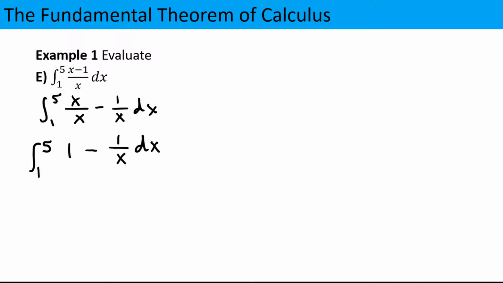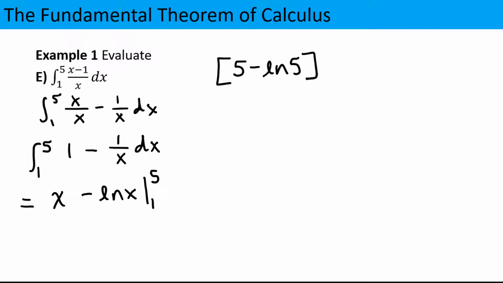Now we are ready to find the antiderivative. The antiderivative of 1 is just x. The antiderivative of 1 over x, that's a special one, and that is the natural log of x. And we compute this from 1 to 5. Let's proceed. That would be 5 minus the natural log of 5, and that quantity minus 1 minus the natural log of 1.